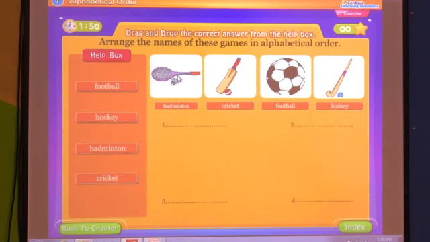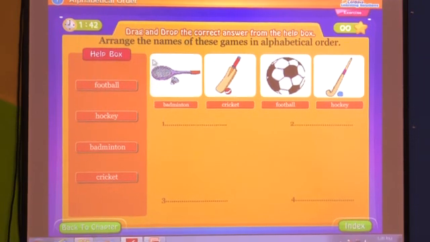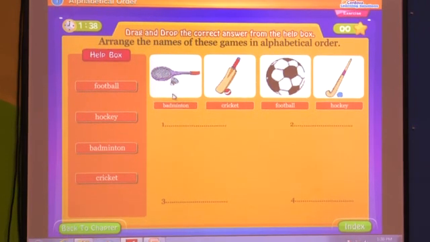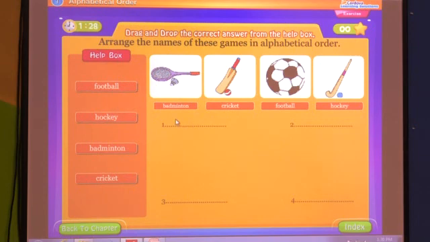Already you have noted down the answer in your textbook, but once again we have to do drag and drop. The correct answer we have to drag and drop here. So the first answer is given, arranged in the alphabetical order. We just have to see in this box and drag and drop here. Okay, first one is badminton.